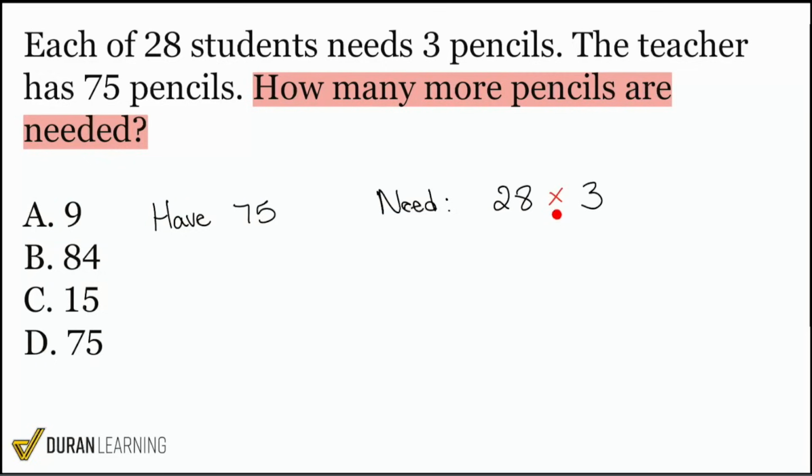The reason it's multiplication is because, think about it with smaller numbers. Let's say you had 2 students. Let's pretend that we had 2 students, each needing 3 pencils. Well, that's going to be 6. And you multiply, in that case, 2 times 3. That'll give you 6 pencils that you need. 3 for student 1, 3 for student 2. And so if you have 28, you're going to do 3 for each one of those 28. So that's why multiplication comes into play.